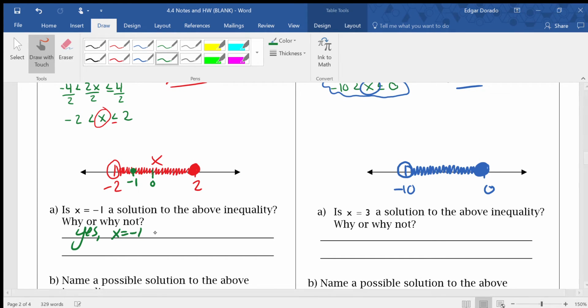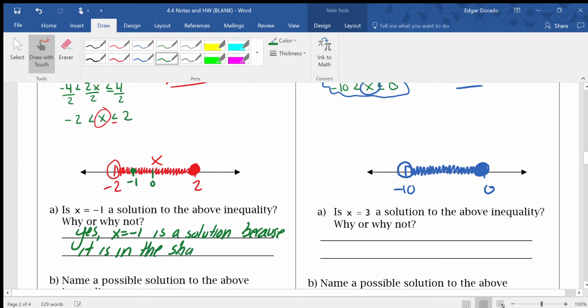X equals -1 is a solution because it is in the solution set or the shaded region. So it is part of the solution set because it's right here where I have my red shading, okay?